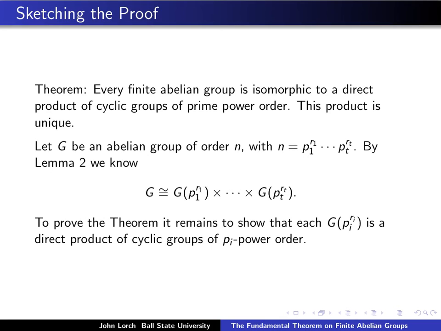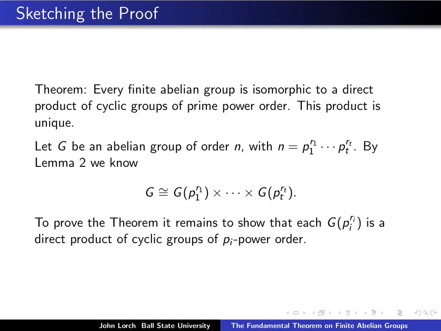So in the course of our discussion, which might have been rather lengthy, of lemmas 1 and 2, we might have forgotten what the fundamental theorem on finite abelian groups is. So here it is again. It tells us that every finite abelian group is isomorphic to a direct product of cyclic groups of prime power order, and that product is unique up to isomorphism. So colloquially, if you have any finite abelian group, it's just some product of Z n's where the n's are all prime powers of some sort.